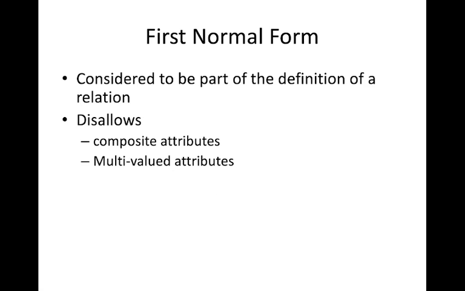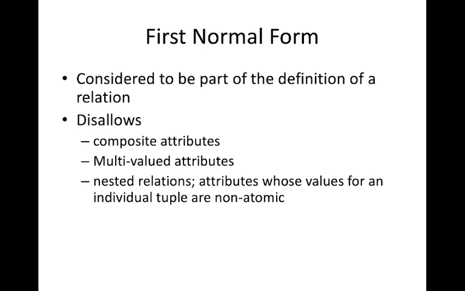Then it disallows multi-valued attributes. We have already seen what multi-valued attributes are: there will be multiple values for the same attribute. For example, a department location. Sorry, a department may be located in different locations. If so, multiple values will be given for that multi-valued attribute.